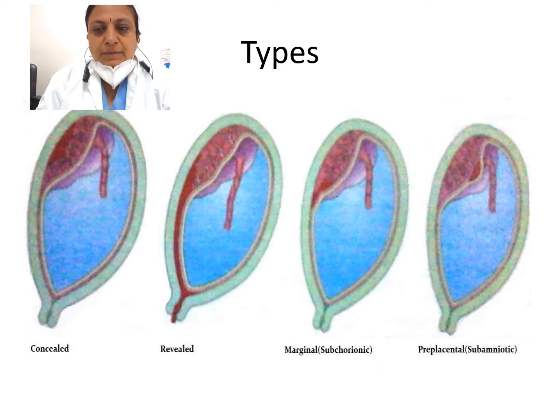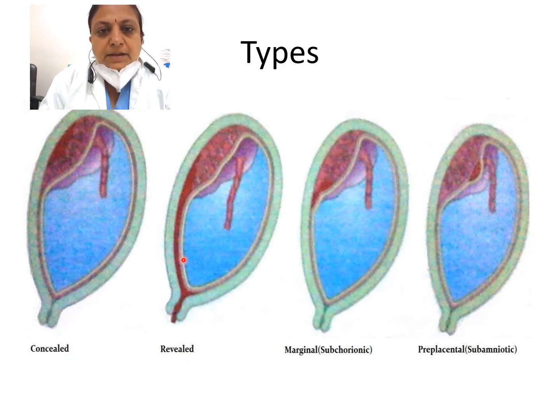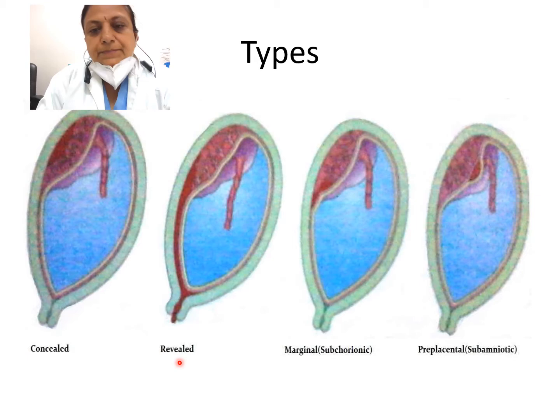There are different types of Abruptio placentae. The concealed variety is where the blood is collected behind the placenta but there is no trickling of the blood outside from the internal os. As you can see, there is no blood outside, so it is a concealed variety. In the revealed variety, there is blood trickling out from behind the placenta, through the internal os. So it is called the revealed variety. Then the second other is the marginal subchorionic variety, and the fourth one is the preplacental subamniotic variety.